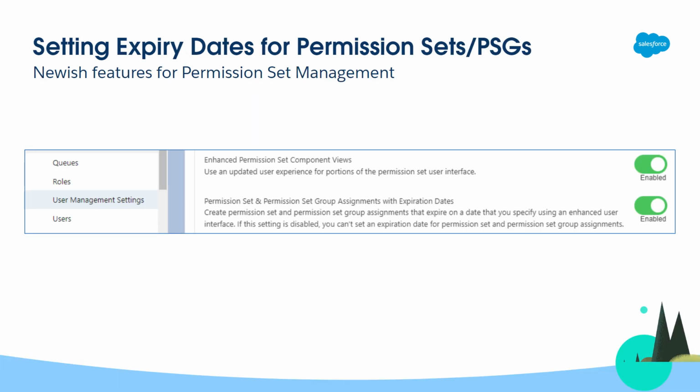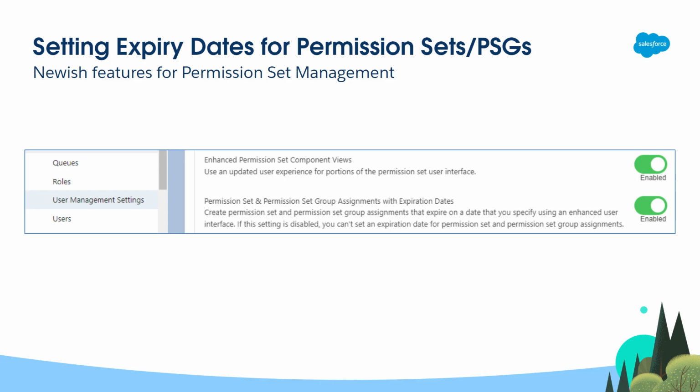What else has come along? Well, we now have the ability to set an expiry date when we are granting permission sets and permission set groups. It's a newish feature, not incredibly new, but in the last few releases. So this is if you are granting someone access because they're working on a certain project, they're helping out a different department for a period of time, for example, then you can grant them the permission set for that period of time. So you don't have to remember to come back in and remove it at the end.